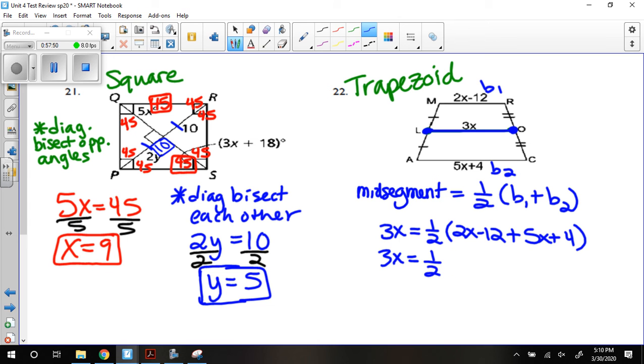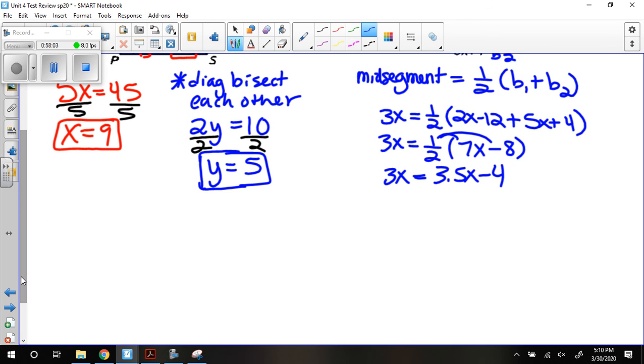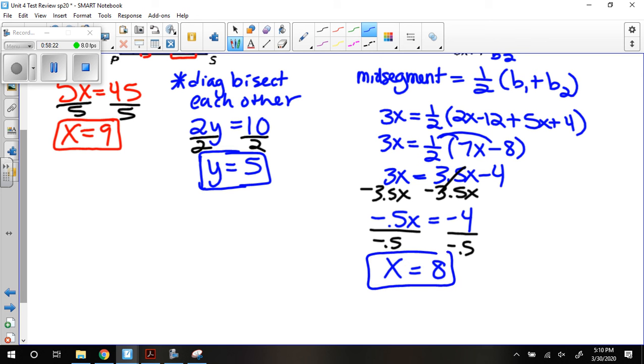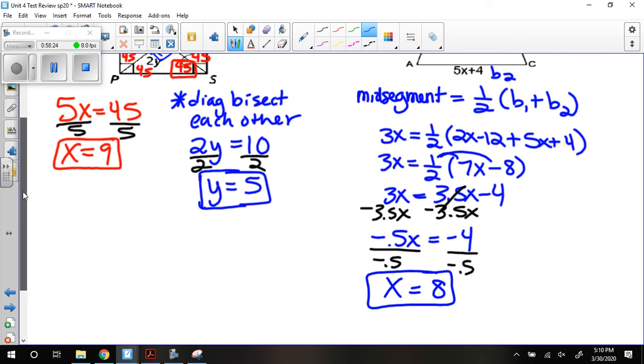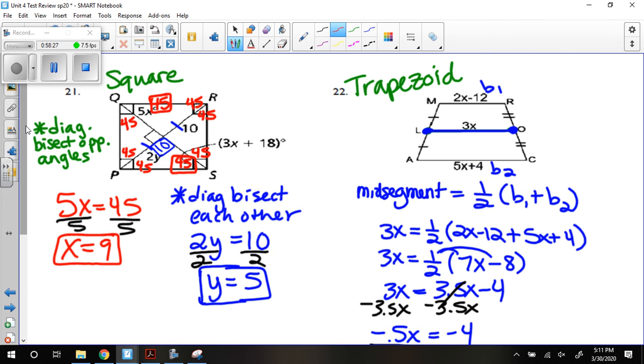3x equals 1/2. We can combine like terms. This is 7x minus 8, and distribute our 1/2. 3x equals 3.5x minus 4. So we can subtract our 3.5x. Okay, which means I have a negative 0.5x equals a negative 4, and we can divide by a negative 0.5. So x is 8. Okay, they tell you to find each segment length.